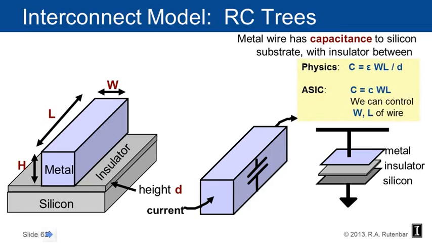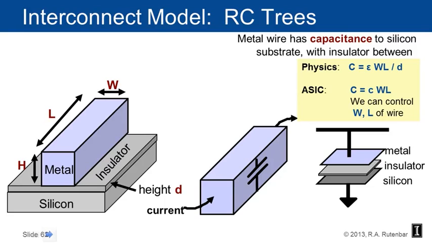So again, there's a physics formula. The capacitance is epsilon, which is some material parameter, times the plate area of the capacitor, which in this case is W times L, divided by the separation between the conductors, where the charge goes, which in this case is D, the height of the insulator. And again, I can't control all of this, right?